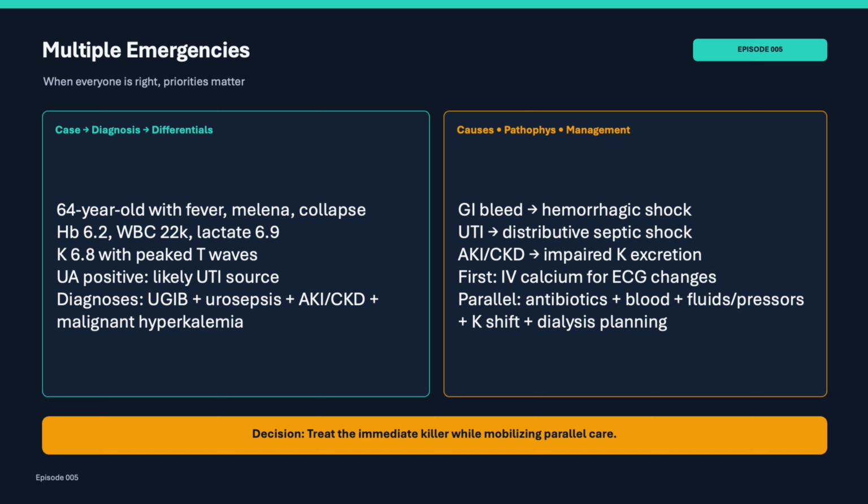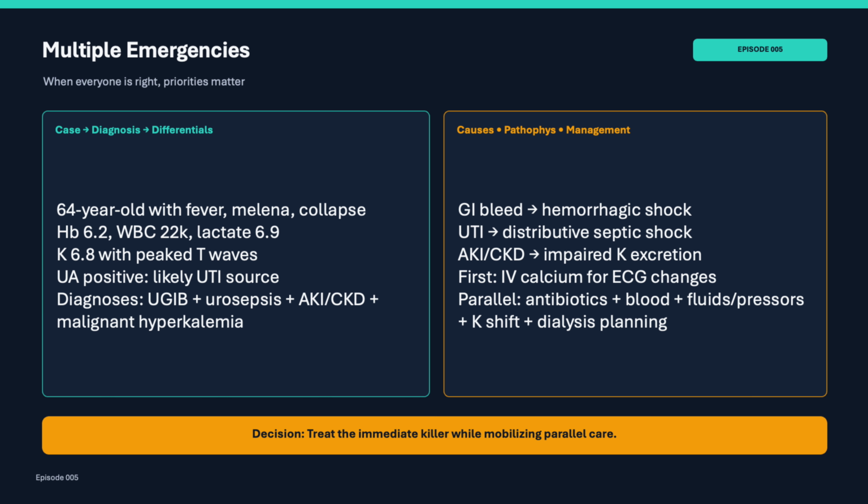Because hyperkalemia had produced ECG changes, IV calcium came first. Calcium does not remove potassium from the body. It stabilizes the myocardium and reduces immediate risks of fatal arrhythmia. Insulin with dextrose then shifts potassium intracellularly. At the same time, other parts of resuscitation must proceed in parallel.